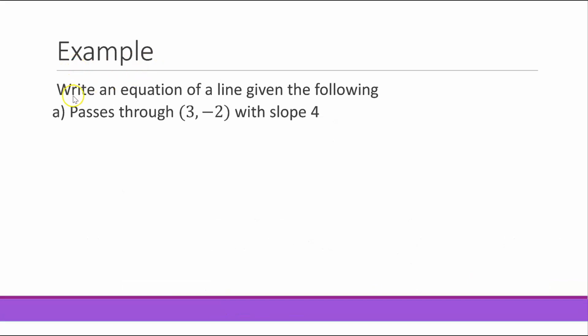In this example, we want to write an equation of the line given the following information. In part A, we have this line that passes through the point (3, -2) with slope 4. So I've been given a point, (x1, y1), and a slope, m. Now anytime we see the instructions "write an equation of a line," we would typically think about point-slope form of a line. In general, that's y minus y1 equals m times the quantity x minus x1. So we have all the information we need to substitute into this form of a line. We're going to substitute in our x1, y1, and our m.